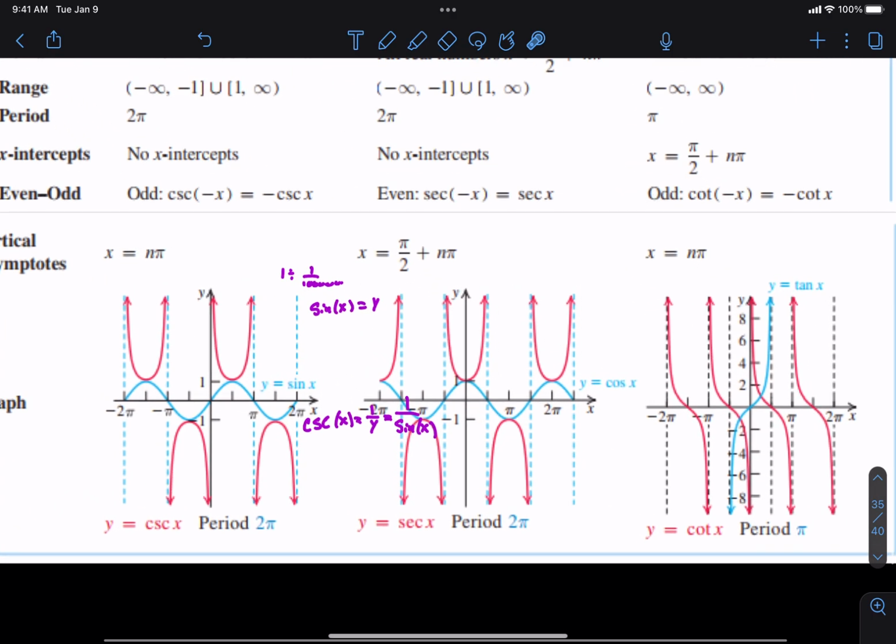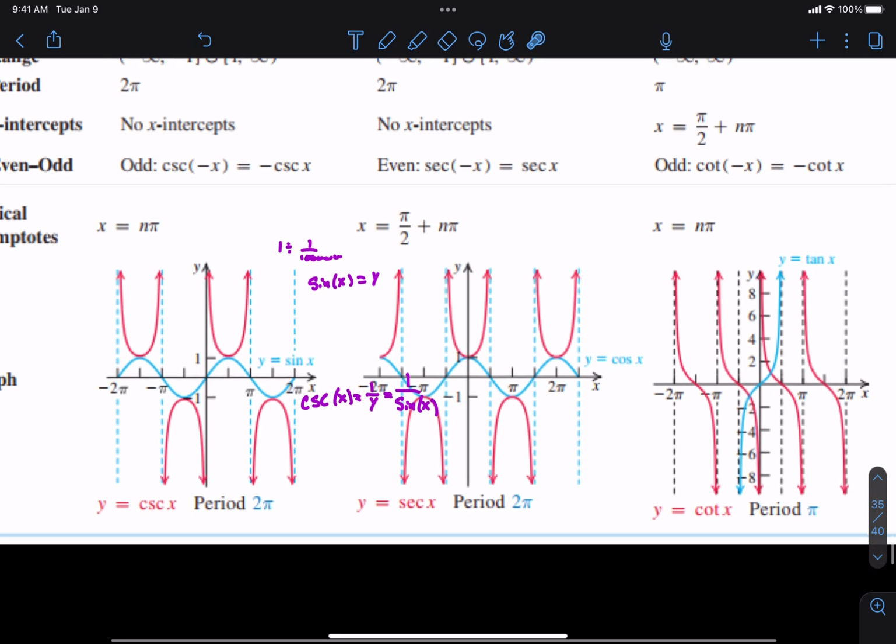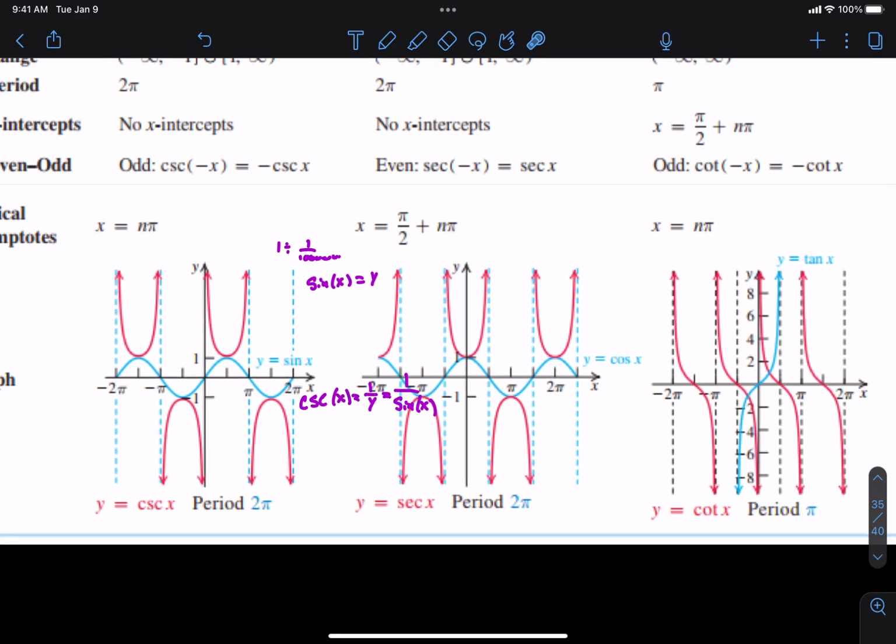Sure. I'll put them all on the screen. Like this. How about that?